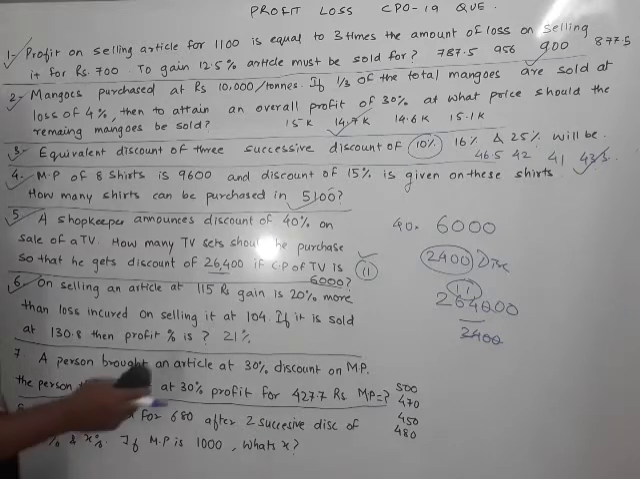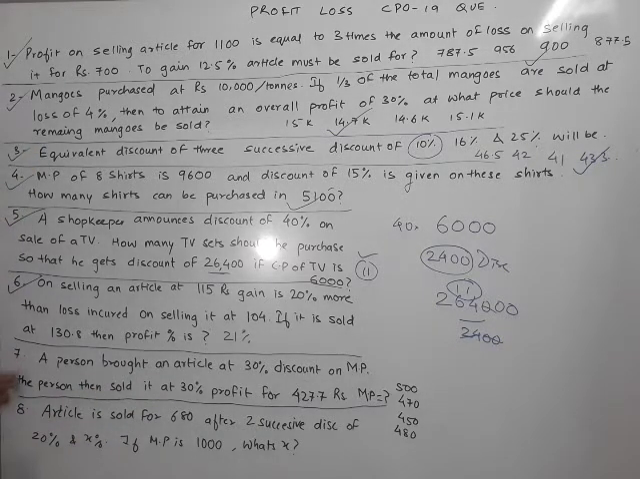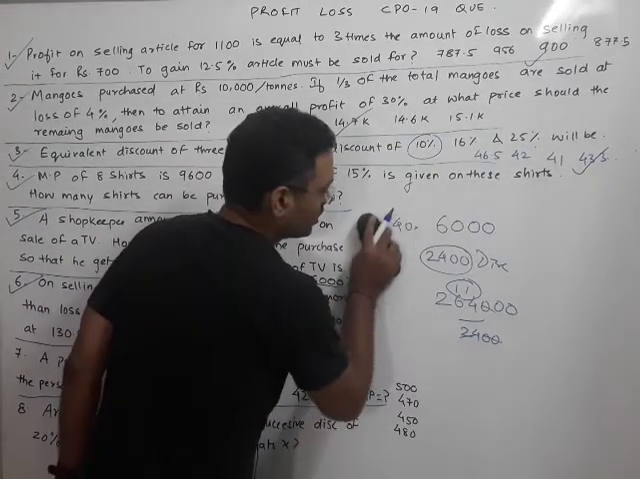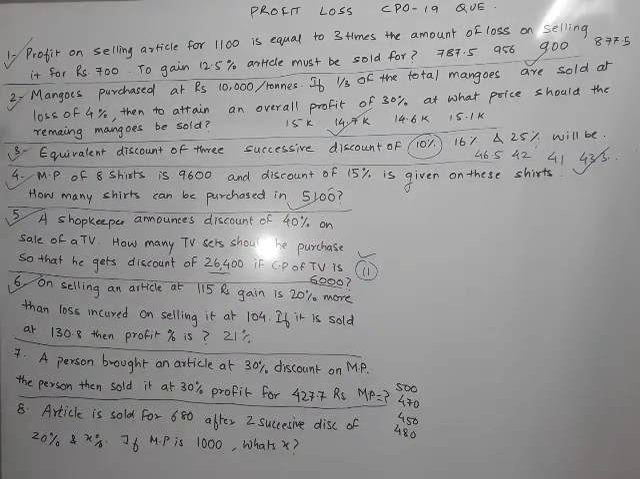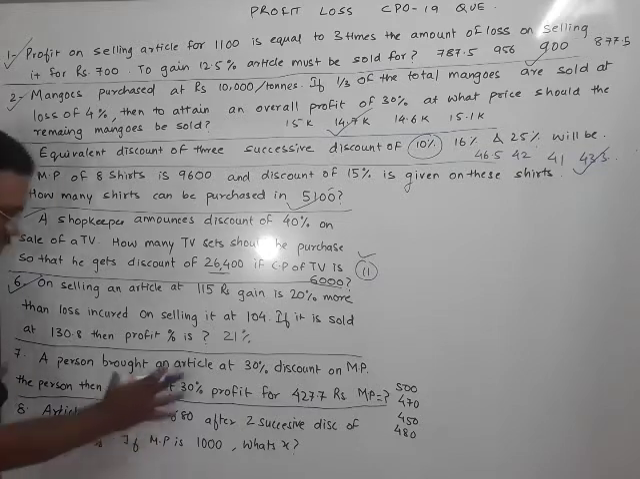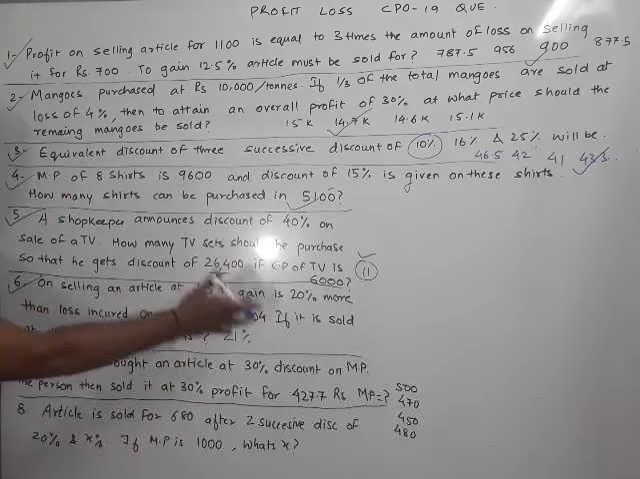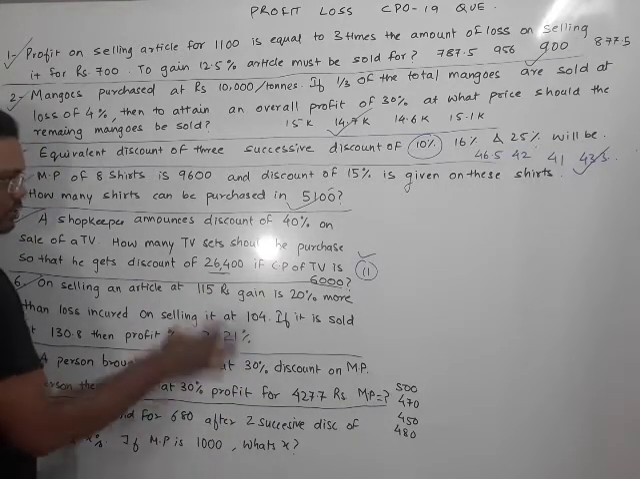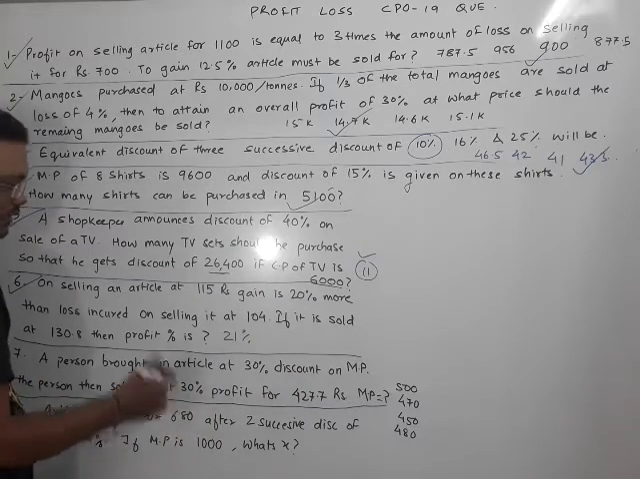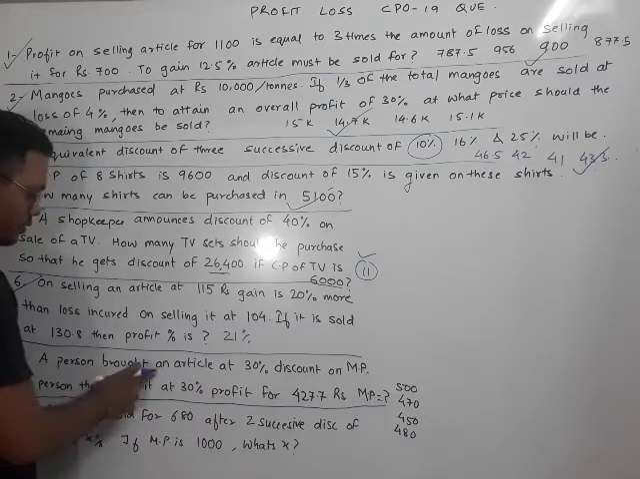Okay, question number 7. There are different ways of doing it. People do it in different ways. I'll discuss the simplest possible way. A person bought an article at 30% discount on MP, mark price, then sold it at 30% profit for 427.7. Then what is the mark price? Remember this question, remember the solution, and try to search for such questions and solve those. I will be giving sample questions in the description box next time, so that you can solve those questions.